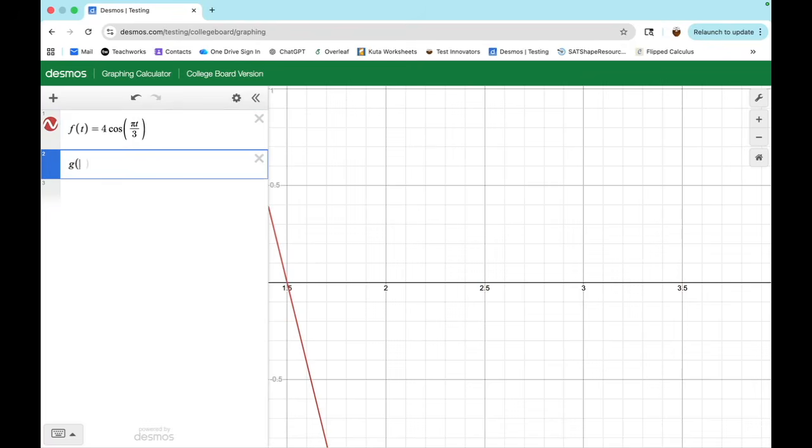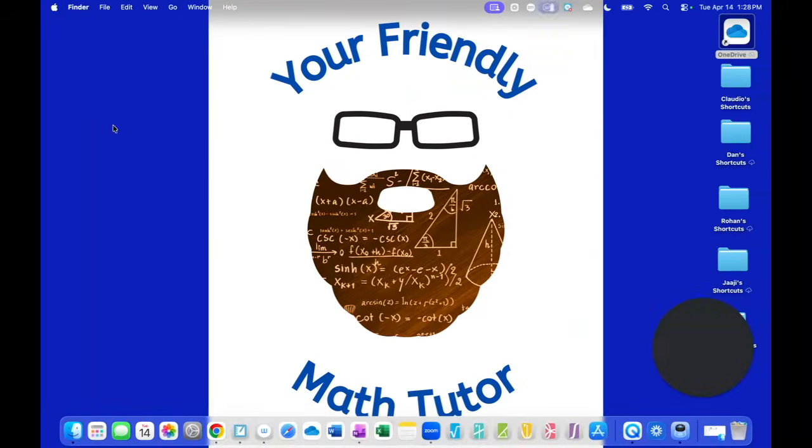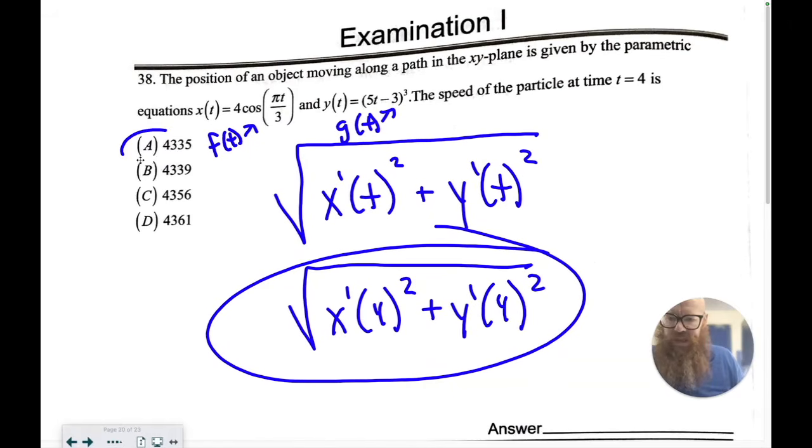And then we're going to define g of t as 5t minus 3 to the third power, or cubed. And then we're just going to type it in. So we are going to do SQRT, then parentheses f prime of 4 squared plus parentheses g prime of 4 squared. And that should be 43.35, which is answer choice A.